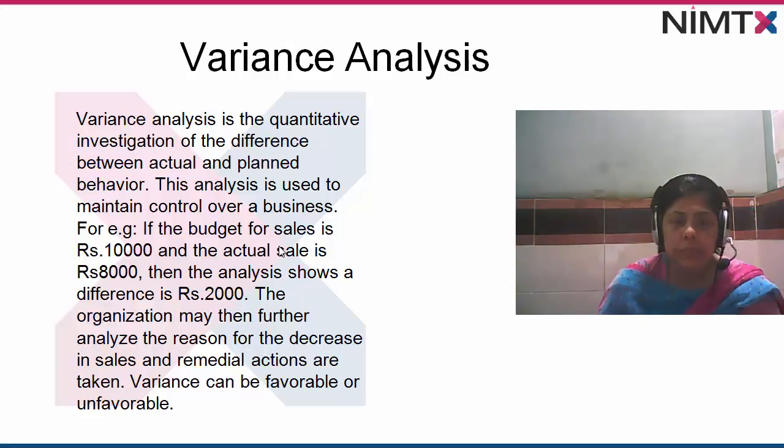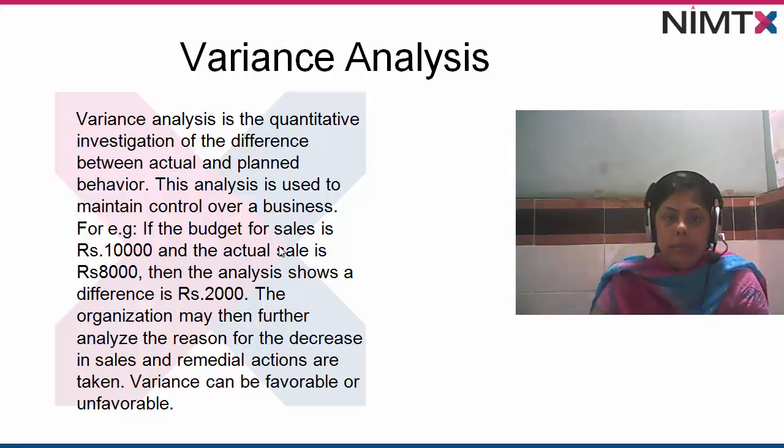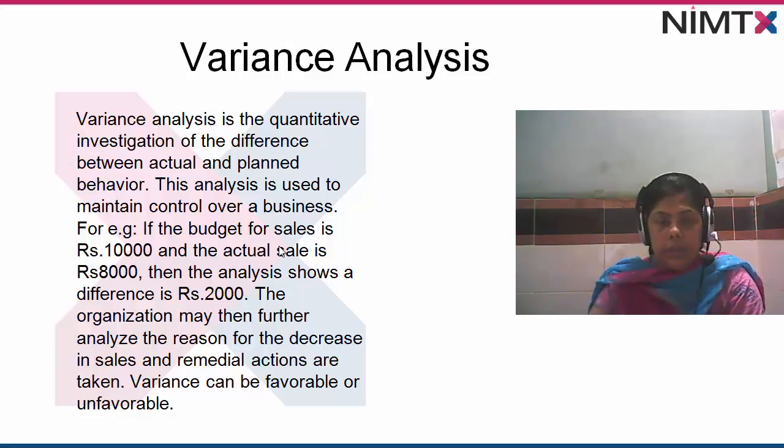For example, if the budget for sales is rupees 10,000 and the actual sale is 8,000 rupees, then the analysis shows the difference is rupees 2,000. Yes, we had expected the sale to be 10,000, but now it is 8,000. So there is not a loss. This will not be considered a loss. This is a variance of 2,000. The organization may then further analyze the reason for the decrease in sales, and remedial actions are taken. Any organization would do that.